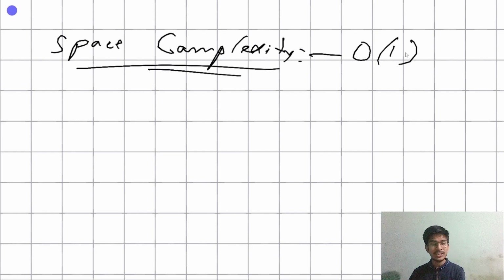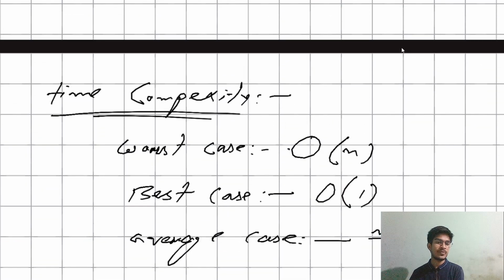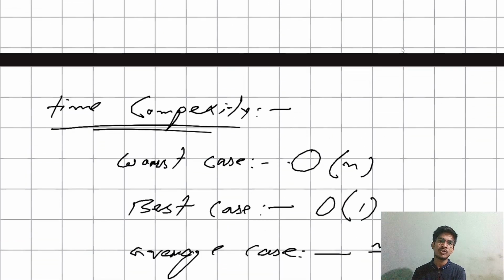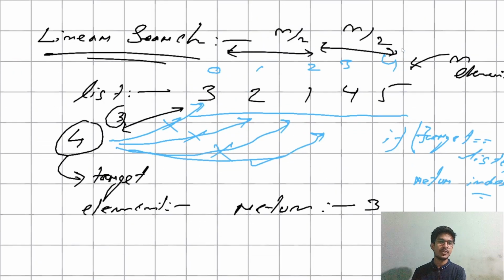So that's the whole explanation of the time complexity and the space complexity of the linear search algorithm. Now we'll jump into the code of it. We'll see how it works in code, and then we finish the video.